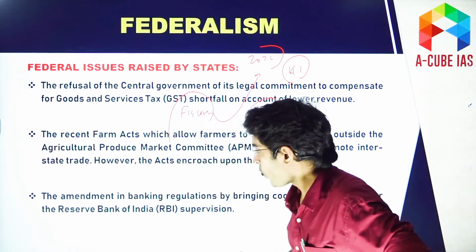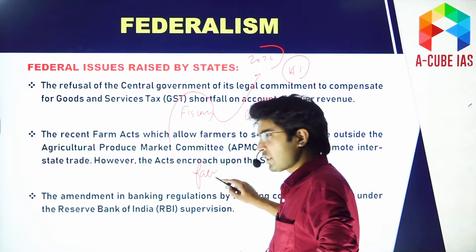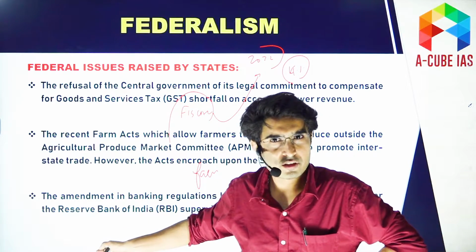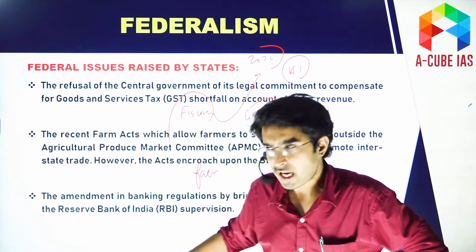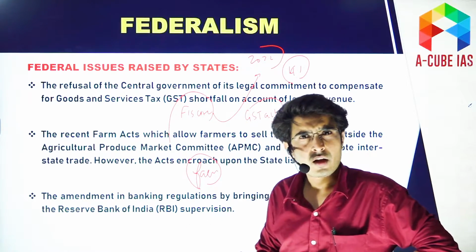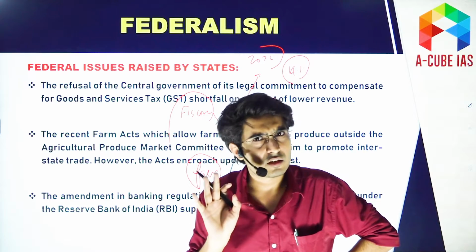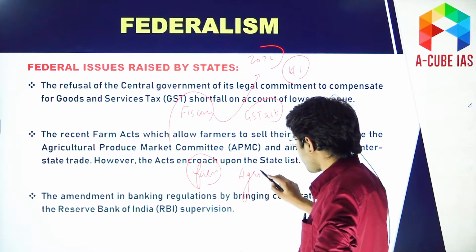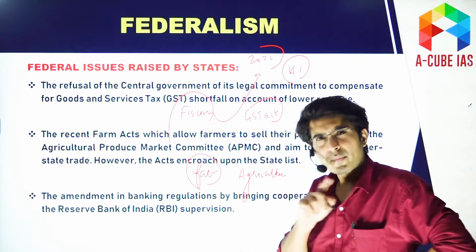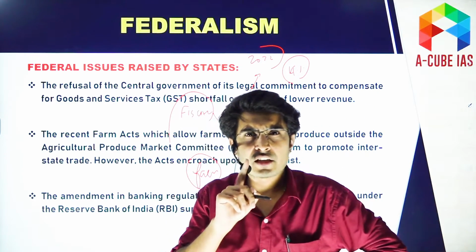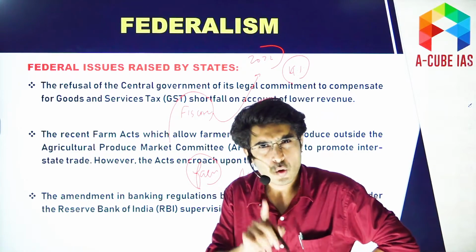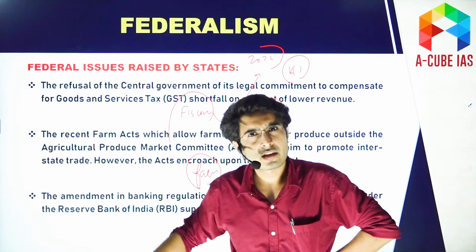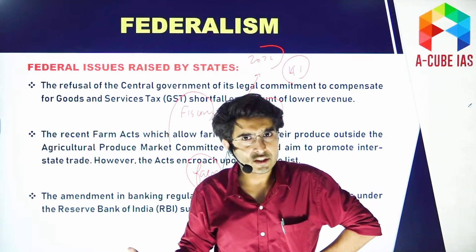Moreover, here you must know about the farm acts. These three farm acts, we watch every day in the news discussion related to them. Farmers have been protesting. These farm acts have been enacted by the central government. Here you should know that agriculture is a state subject. So the central government has encroached upon the state domain, because agriculture is a state list subject.